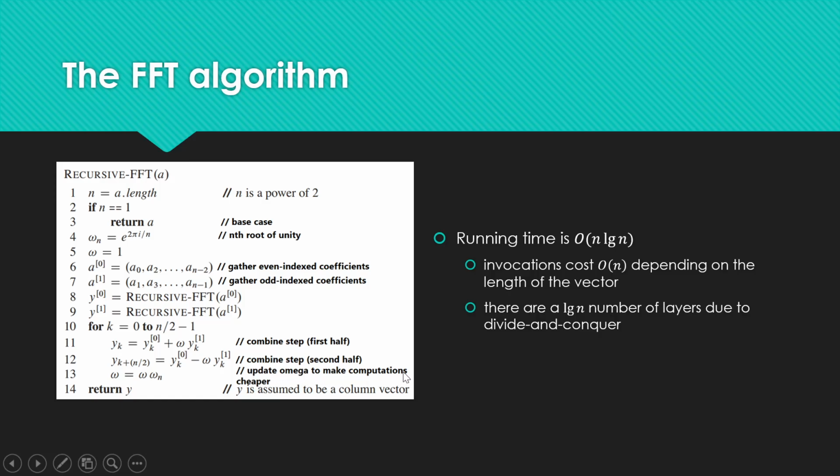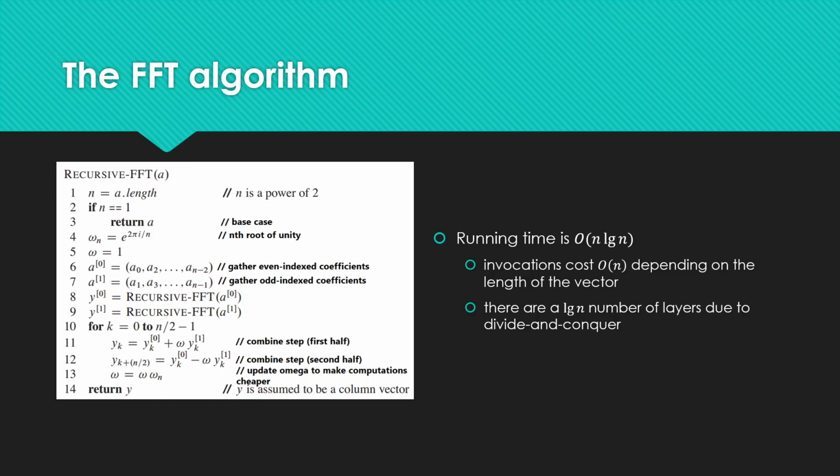Update the omega variable to make computations cheaper, because in other implementations, the function also takes the root of unity as input. So in our book, it uses this explicit omega variable to make computations cheaper. So the running time is clearly n log n. The invocations cost linear time depending on the length of the vector, and there are a log n number of layers due to divide and conquer.